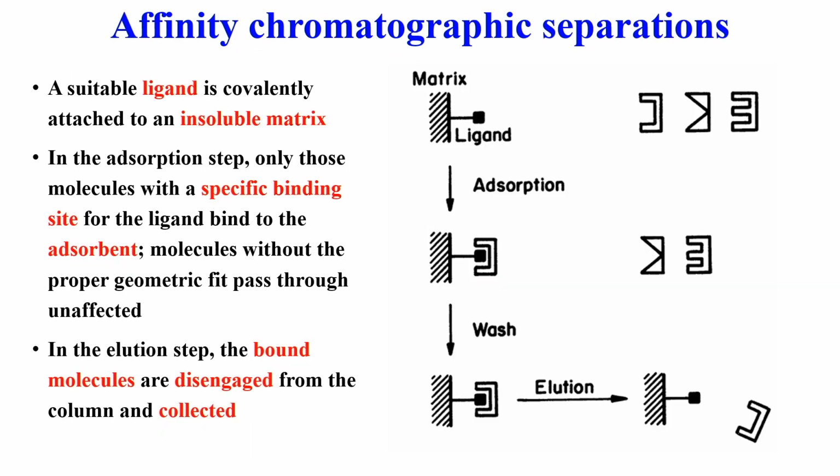So, here you just see how it works, particularly in the case of affinity chromatography. This is a solid matrix having a ligand. Let us say you have 3 different types of solutes. The ligand is specific to one of them, so it will bind to it, and then further you have to elute it, that is it. While the other two will quickly pass through the column.